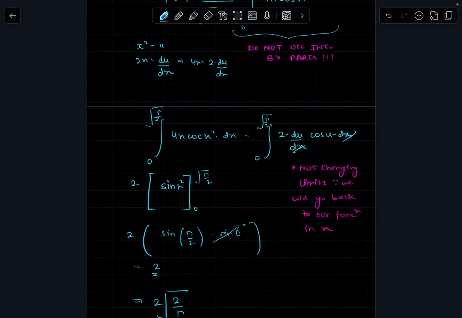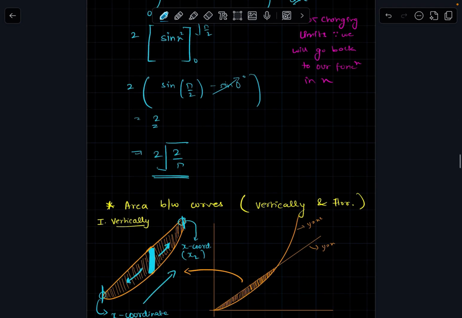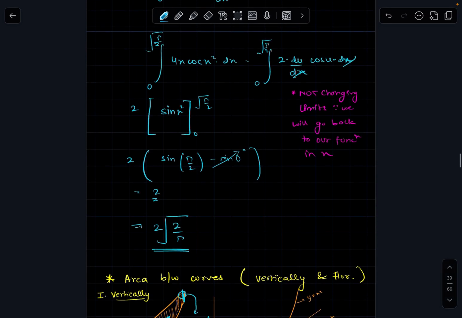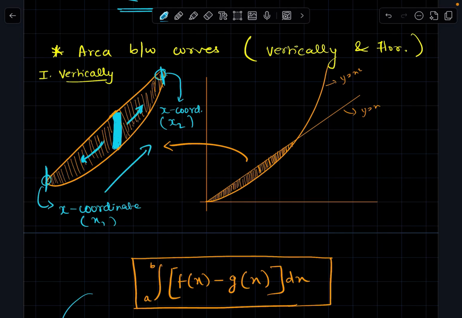Now, inputting all of these values into the formula, and not changing the limits because we're going to change the entire integrand itself back to a function in x. And solving this, we get the integral to be 2, and we get 1 minus b minus a as root 2 by pi, so the whole answer is now 2 times root 2 by pi.